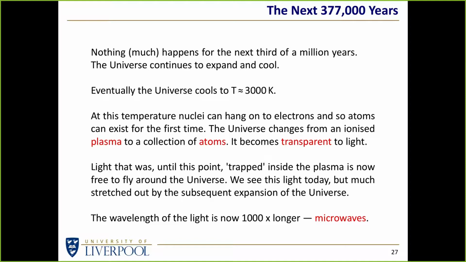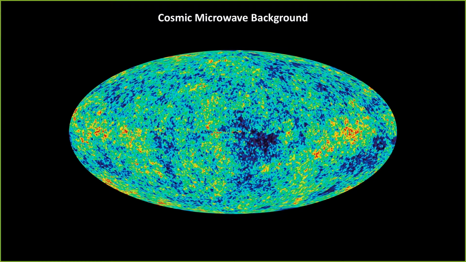But now it's expanded by 1,000-fold, and that light, its wavelength, has been stretched 1,000-fold. What happens if you take light, which has a wavelength of a fraction of a micron, and stretch it 1,000-fold? You end up with light with a wavelength of centimeters or so, and you end up with microwaves. So the cosmic microwave background is the white hot glow of the universe back at 377,000 years, and that white hot light has been stretched into microwaves.